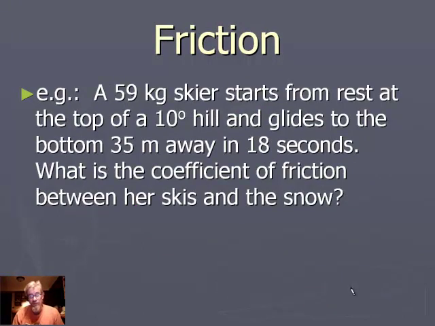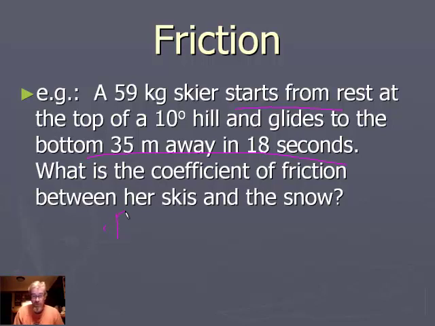This problem is going to be slightly more complicated than the last problems. We have a skier that's 59 kilograms in mass, so we don't have their weight, we just have their mass, starting from rest at the top of a hill, but now they're not going at constant speed and they're not going at no speed. Here they're accelerating, so that's going to make a difference. They start from rest and they get to the bottom in 18 seconds. It's 35 meters away in some time. So that means they've accelerated down the hill.